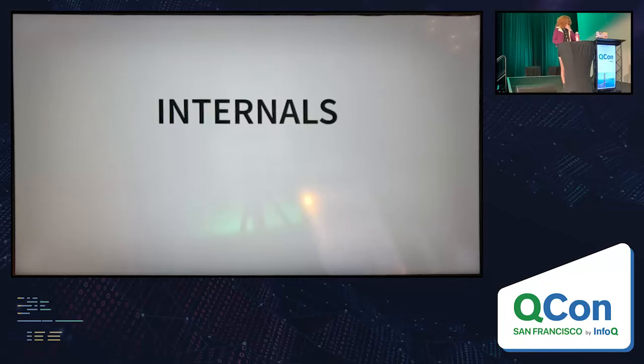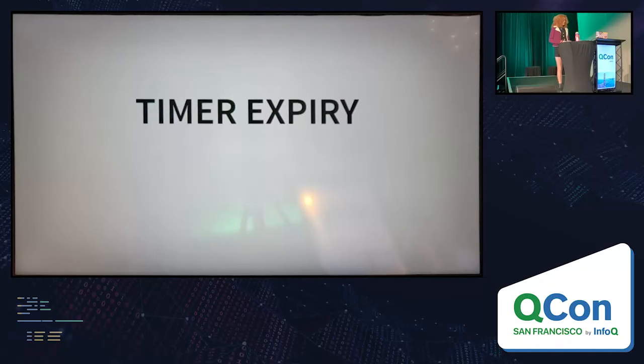So let's delve into the internals of this a little bit. How are we going to store timers after they come across the gRPC interface? How are we going to expire timers to Kafka after they've been stored? What are the key health metrics of the system? Yeah, let's get into it.